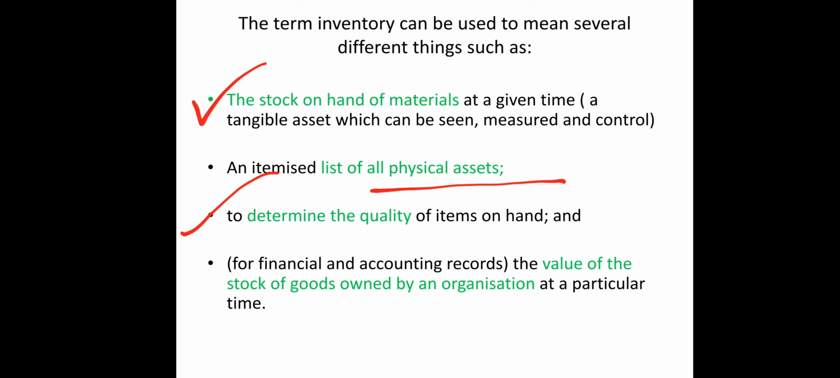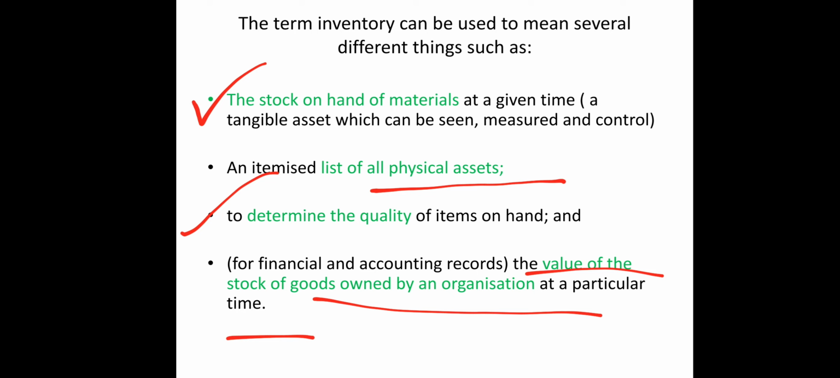And for the financial and accounting records, the value of the stock of goods owned by an organization at a particular time. As you all know, in accounting we only record the value of items, value of assets, values of raw materials. We do not record the 5 tons of material we have, they only record the 5,000 value of material we have. So in a financial sense, whatever value of the stock you have with you is treated as inventory.